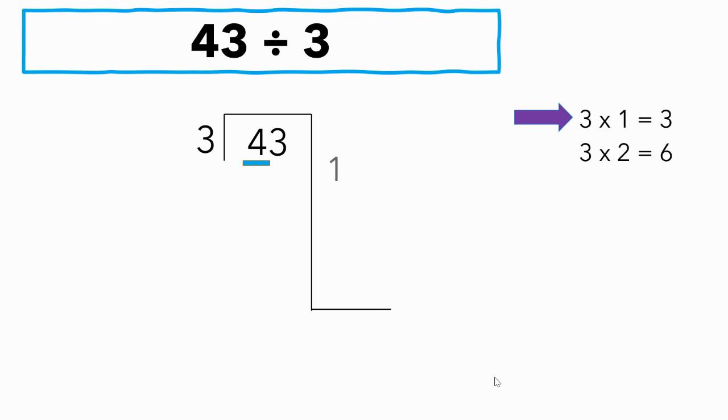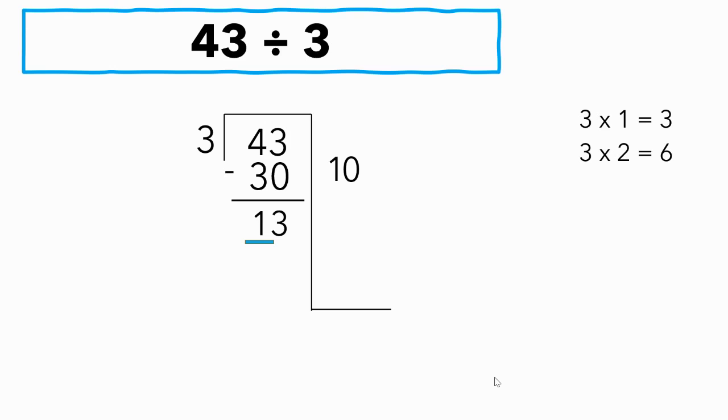So we're going to list a 1 to the right side of our symbol. But remember, the 4 is in the tens place. So we're not multiplying 3 times 1, we're multiplying 3 times 10. 3 times 10 equals 30. Now we can subtract. 43 minus 30 is 13.